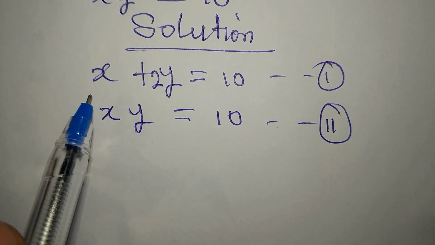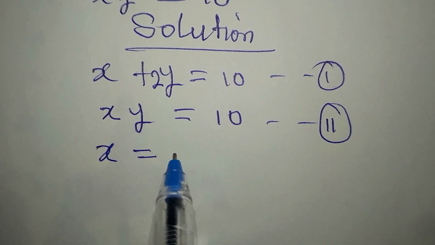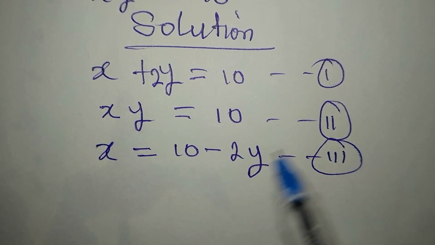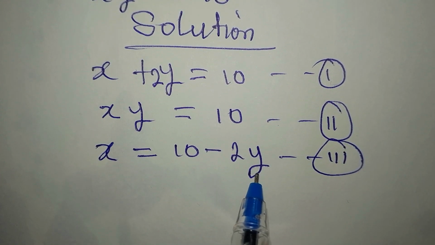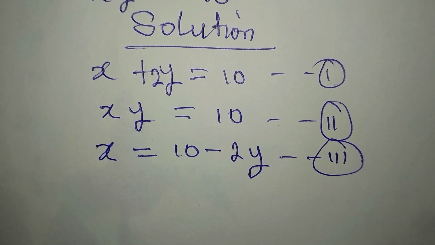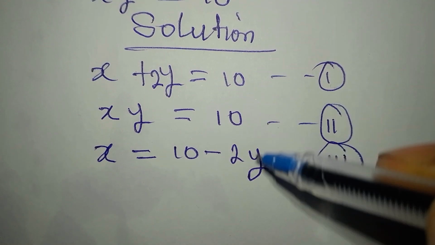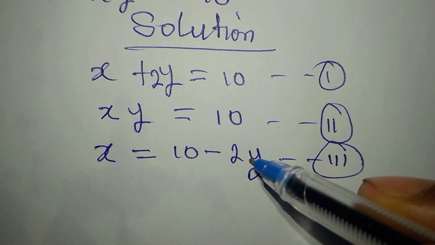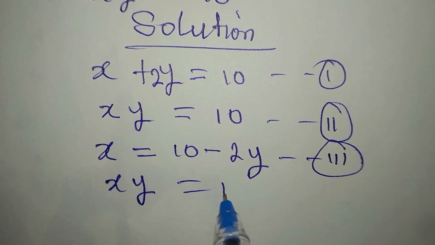If you look at equation 1, we can decide to make x the subject and we'll have 10 minus 2y. By the way, we will call this equation 3. Once you have the value of y, you will come back to this equation and get the value of x. Since it is equation 1 that gave birth to equation 3, put your equation 3 into equation 2. Equation 2 is xy equals 10.